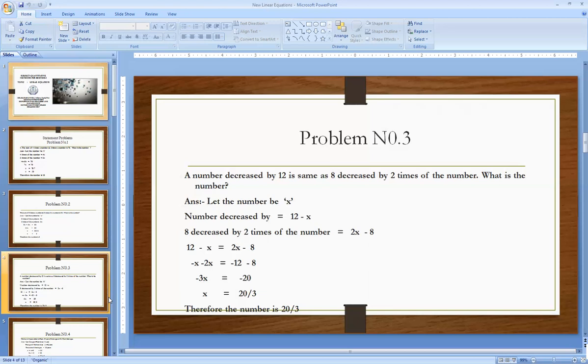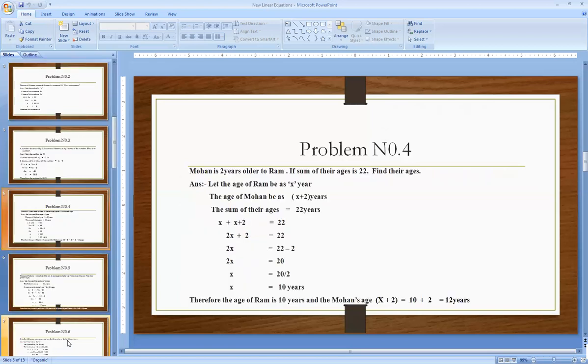Then minus x and minus 2x both have to be added. It becomes minus 3x equals minus 12 and minus 8, which again have to be added, but with the negative sign, that is minus 20. On both the left hand side and right hand side we can see negative signs, so we can cancel them very easily. Minus and minus get cancelled. Therefore, 3x equals 20, which means x equals 20 by 3. So the number is 20 by 3. This is how to calculate.